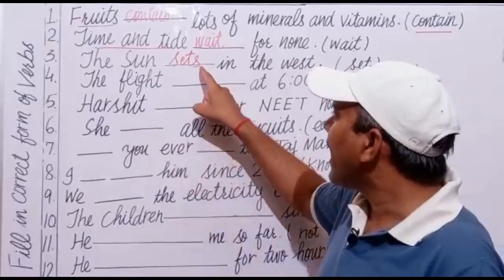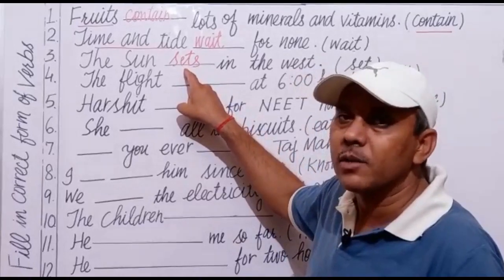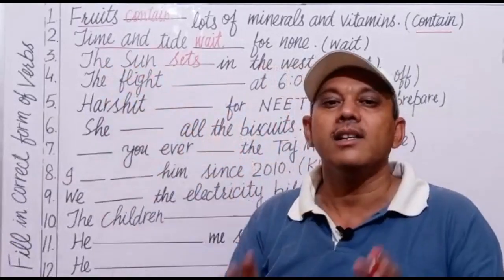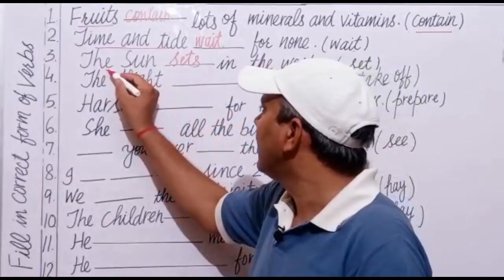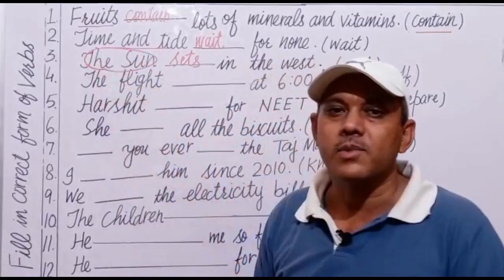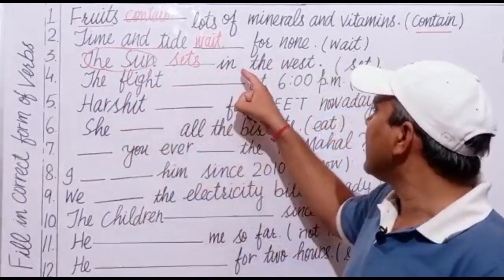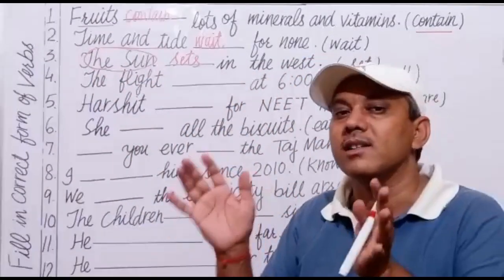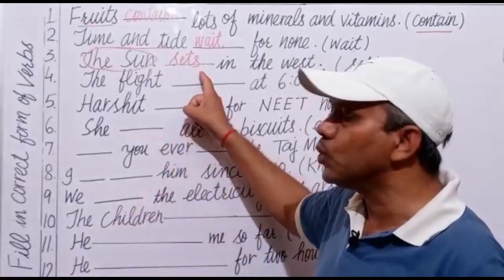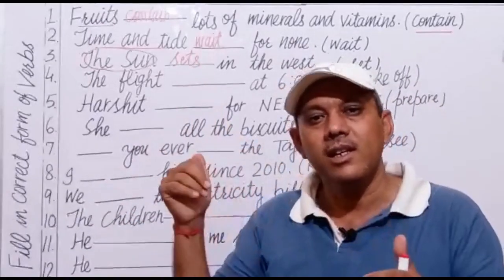We use S with set because the sun is a singular subject. The sun sets in the west. This is a general truth, so we shall use simple present tense here.